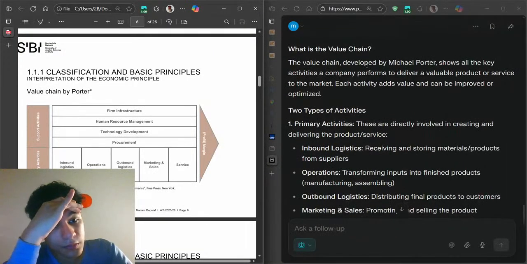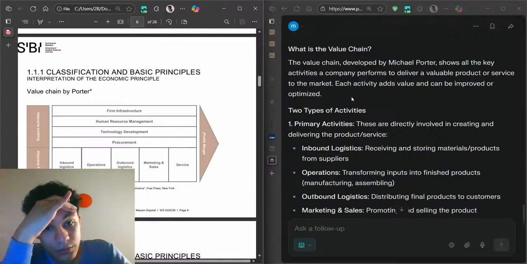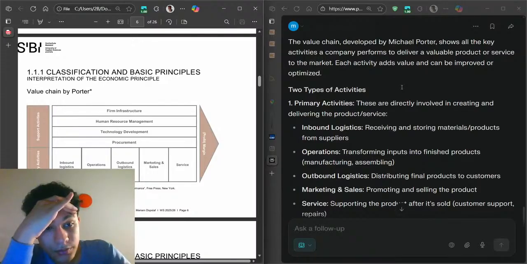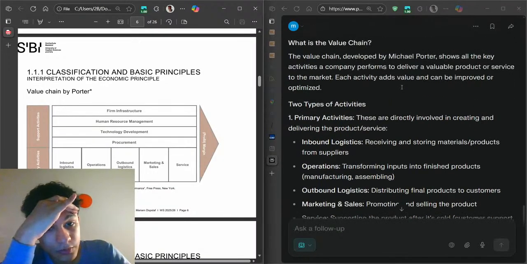The value chain developed by Michael Porter shows all the key activities a company performs to deliver a valuable product or service to the market. Each activity adds value and can be improved or optimized.